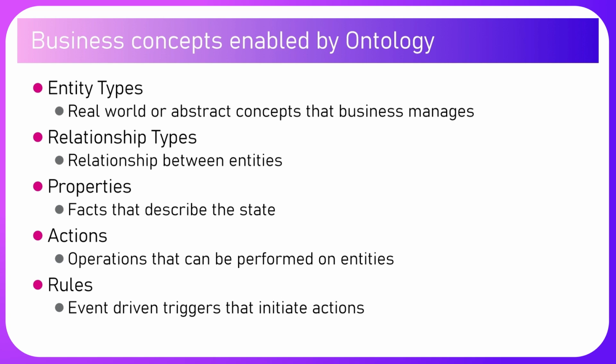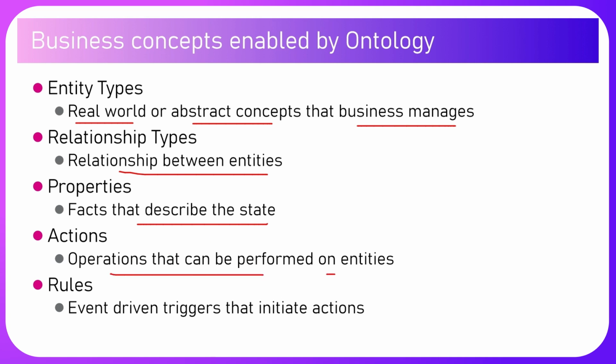Now, business concepts enabled by ontology. As we saw in the diagram, it showed you different entity types, relationship types, properties, actions, and rules. So what are these components? The entity type is basically a real-world representation of the abstract concepts that the business manages. Relationship types are the relationships between multiple entities: how one entity is linked to another, whether it is one to many, many to many, or one to one. Properties are the facts that describe the state; actions are the operations that can be performed on an entity.